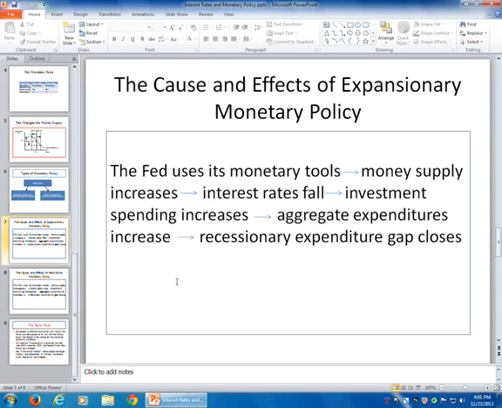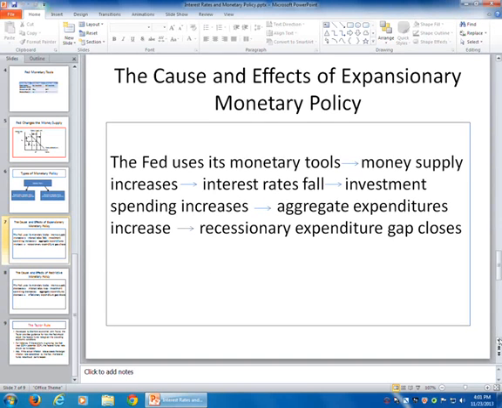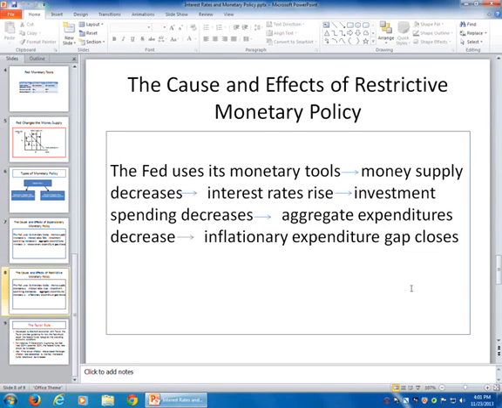So the Fed uses its monetary tools in the case of expansionary monetary policy to increase the money supply. And by increasing the amount of money in the economy, that revs up spending activity, particularly investment, and that helps the economy to grow out of the recessionary conditions. The recessionary expenditure gap closes. In the case of restrictive monetary policy, it's basically everything in reverse. The Fed again uses its tools, but it uses its tools the opposite way.